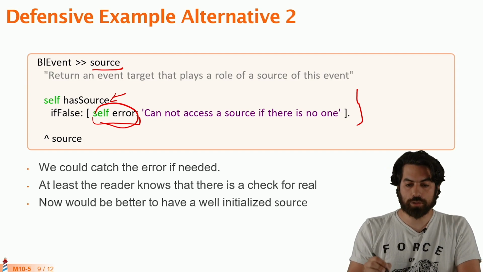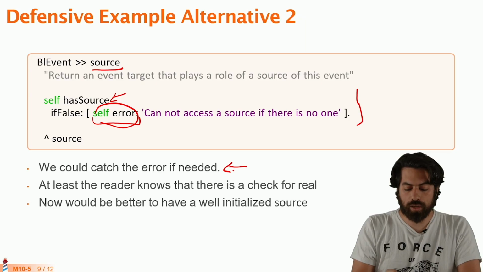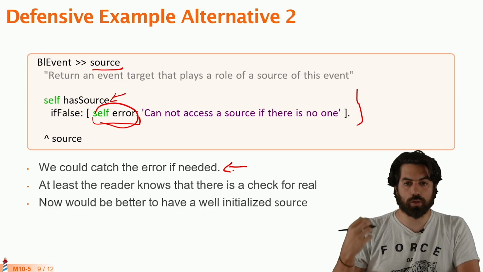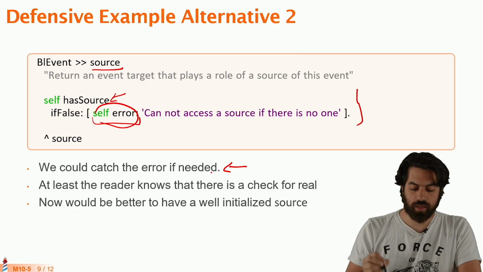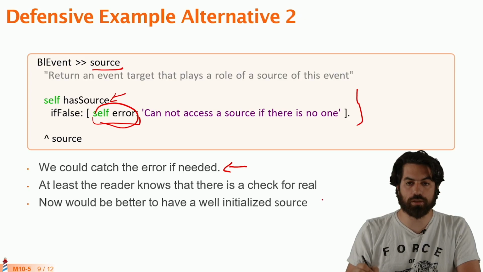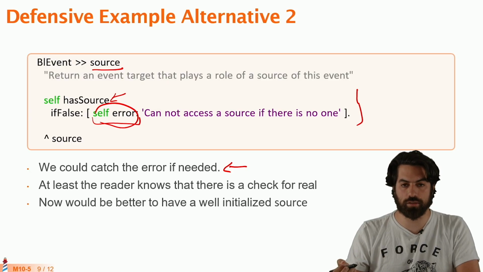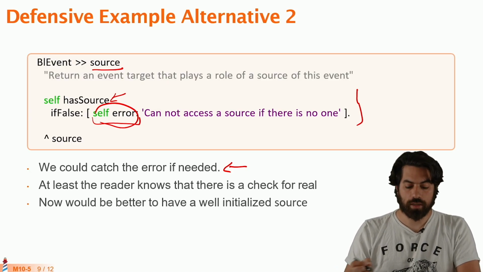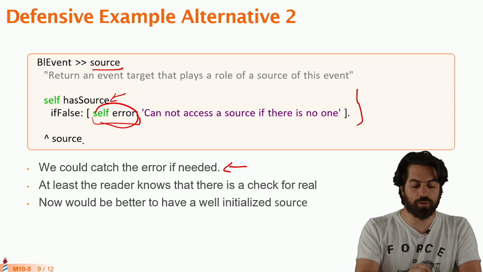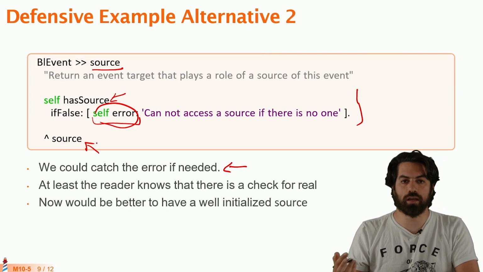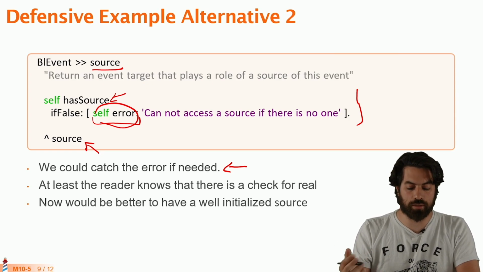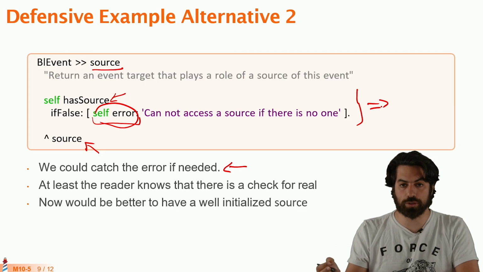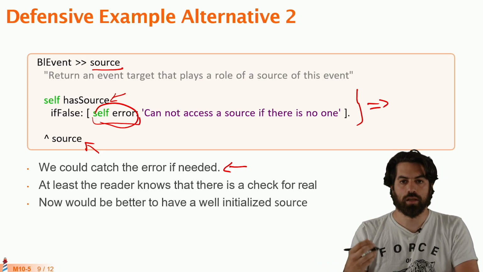What this actually changes from the previous example is that we can catch in the caller, or even in any of the callers in the call chain, the error if we need it. Of course, the reader knows that there is a check for real. This is actually a domain decision to avoid people getting the source if it is not there. Of course, it would be better and simpler to always have a source. But if the domain actually supports that having a source is an optional part of the domain, we should think about that. Of course, if having a source is optional, we can think of replacing this with a null object.